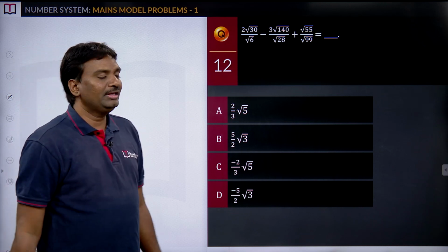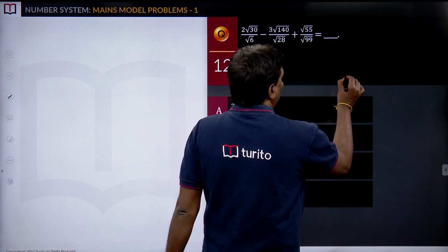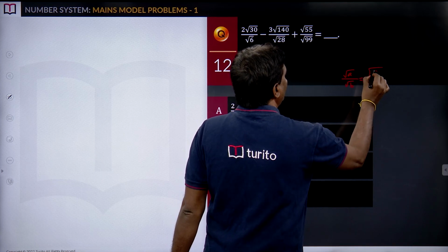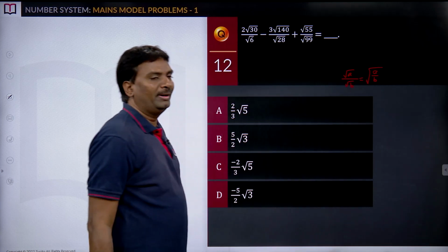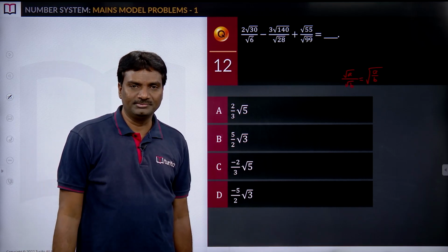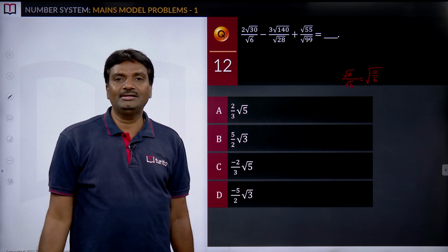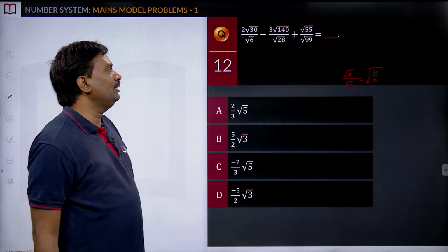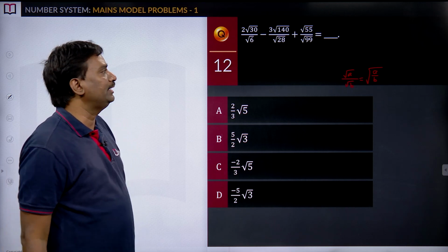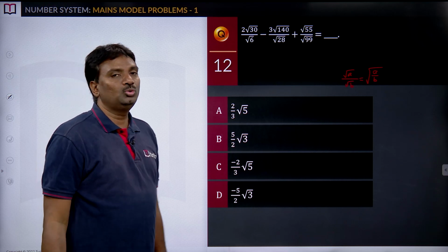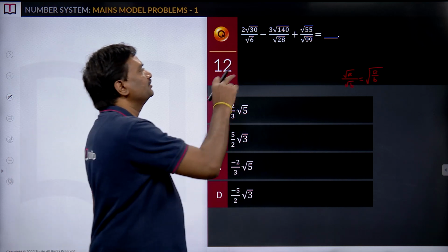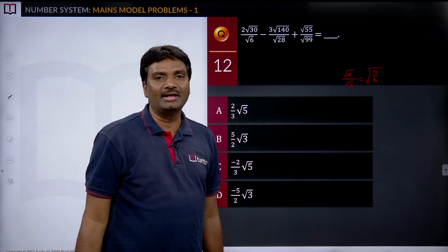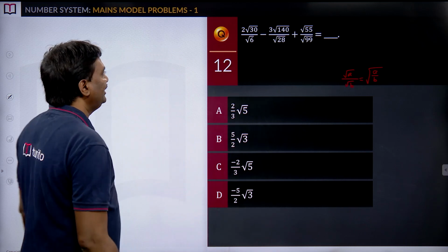Okay. So, here we can apply this root A by root B equal to square root of A by B. When numerator and denominator have the square root separately, then we can write the numerator and denominator under the single square root. Now, according to that, 2 into root 30 by root 6 can be written as 2 into root 30 by 6, minus 3 into root 140 by root 28 can be written as 3 into root 140 by 28, plus root 55 by root 99 can be written as square root of 55 by 99.